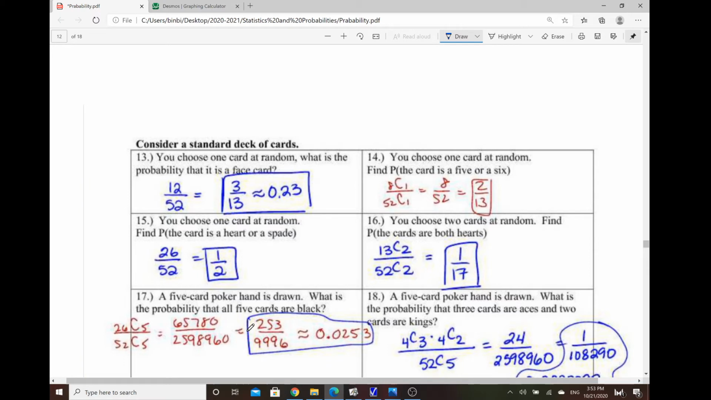And here's the one for the standard deck of cards. If you choose one card at random, what's the probability that it's a face card? So, how many face cards do we have? 12 over 52, which is 3 over 13.